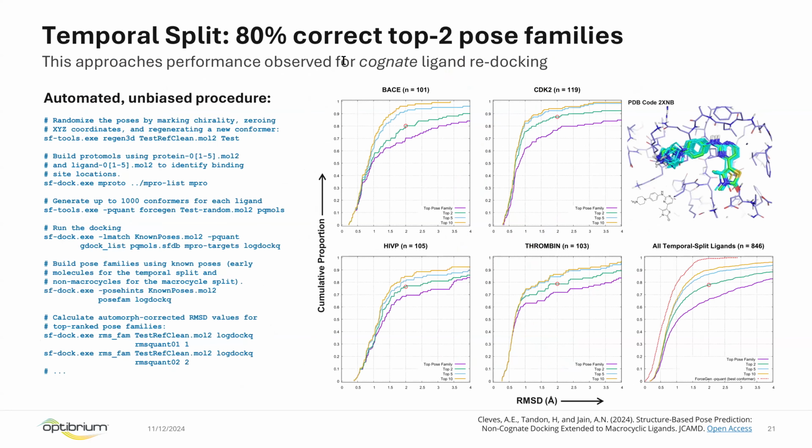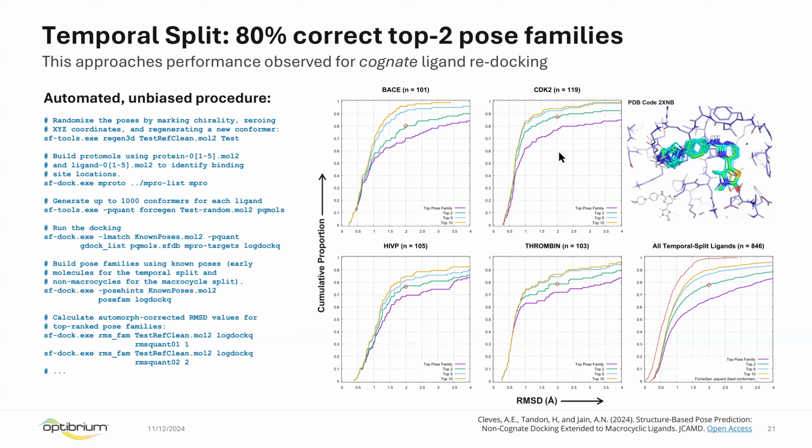So the temporal split, the bottom line number is that roughly 80% of the time across all the targets, we get the correct pose prediction, either as the top scoring pose family, as Anne showed you for 2XNB, or the second top scoring pose family.